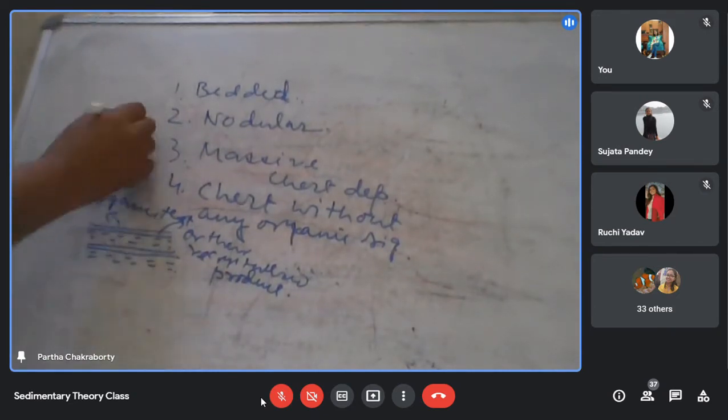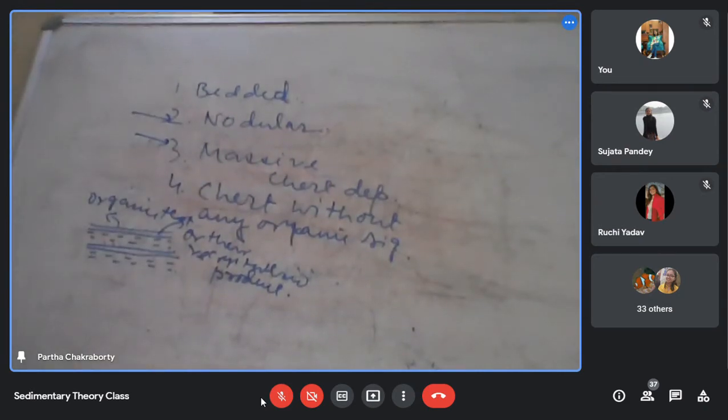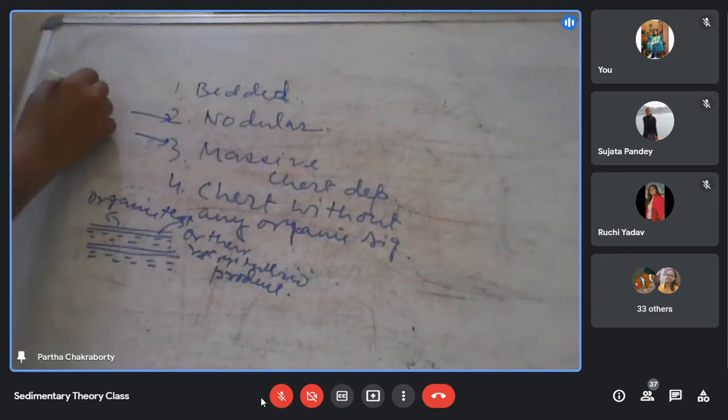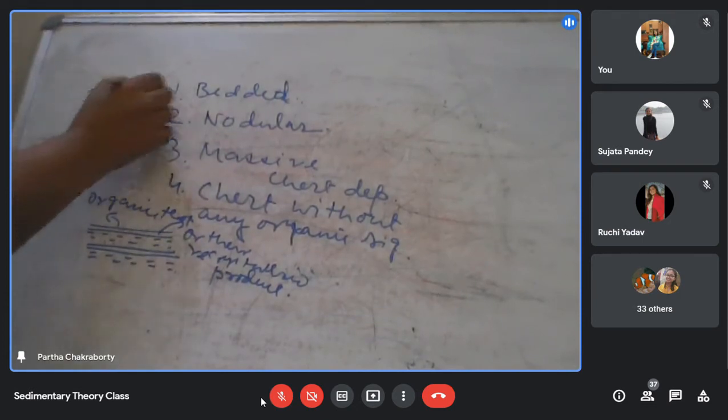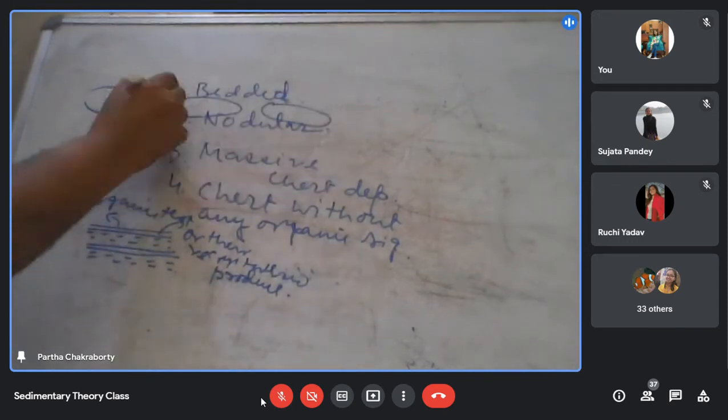It is the same in the case of nodular or massive chert. I am particularly talking about the Phanerozoic chert. I will come to the Precambrian chert after that. Now, nodular cherts, there you get nodules, chert nodules, but they are not joined.